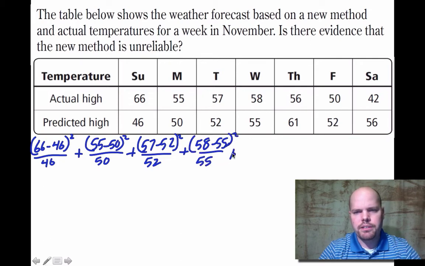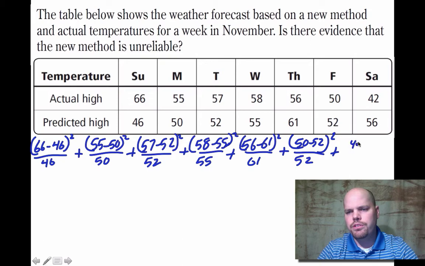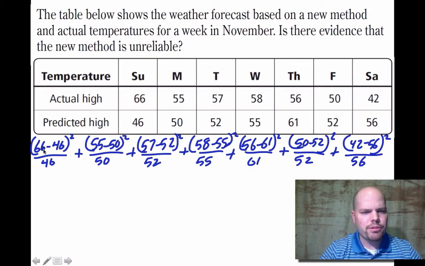Divided by expected. Go to Thursday, 56 minus 61, that quantity squared, divided by what's expected. Friday, 50 minus 52 squared, divided by what you expected, 52. And Saturday, 42 minus 56 squared, divided by what you expected. And did I get all 7? I have Sunday, Monday, Tuesday, Wednesday, Thursday, Friday, Saturday. Got them all.